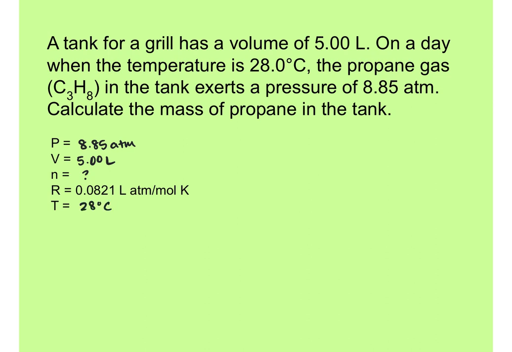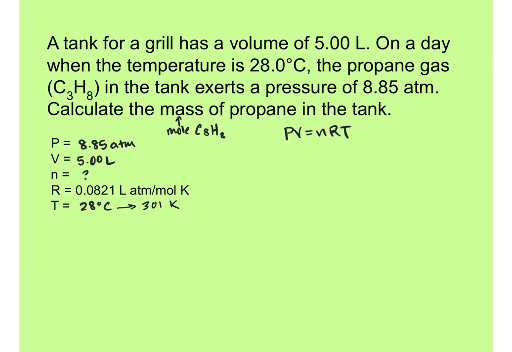So what I'm going to do is find the moles of the propane, and then convert that into mass. We can't directly solve for mass in the ideal gas law, but we can solve for moles, and moles can be converted into mass. So that's what we're going to do. But before we do that, we want to change this Celsius into Kelvin. This becomes 301 Kelvin.